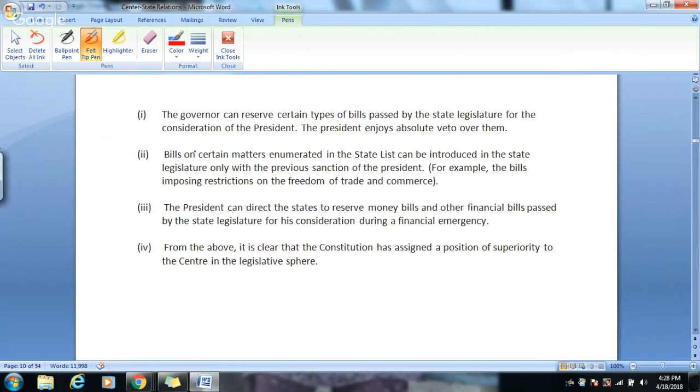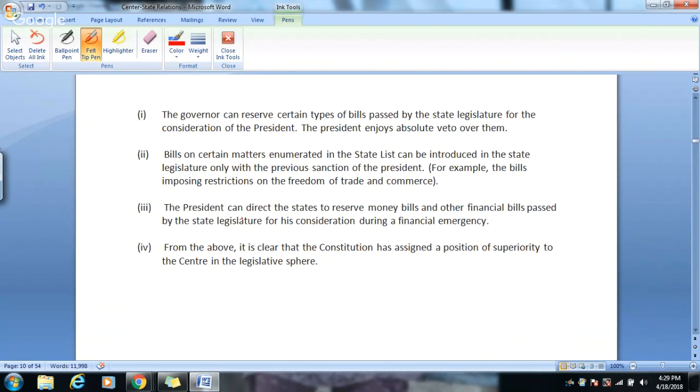The second one is bills on certain matters enumerated in the state list. That means whatever the matters with respect to the state list, once a bill is introduced in the state legislature, that can be done only with the previous sanction of the president. For example, imposing restrictions on the freedom of trade and commerce, that is, with respect to business. So with respect to trading, these types of bills require the sanction of the president. So we see the Center's control over the state.